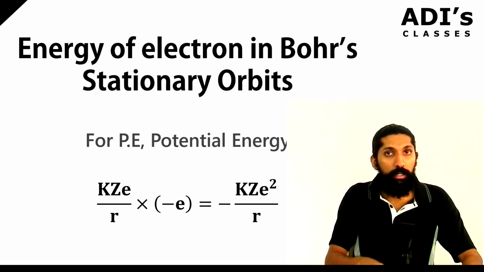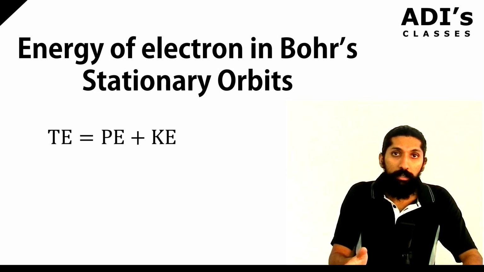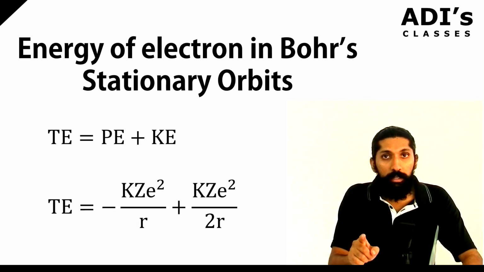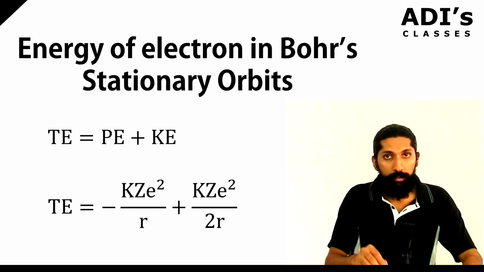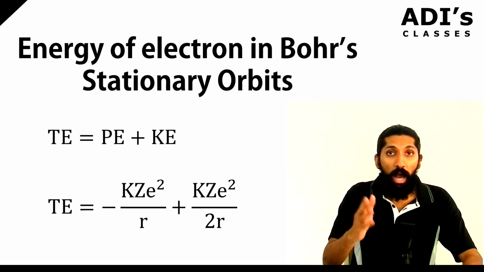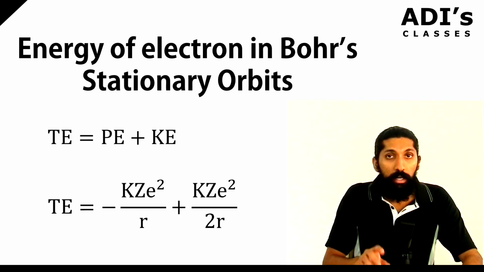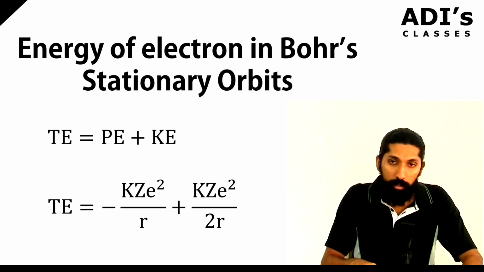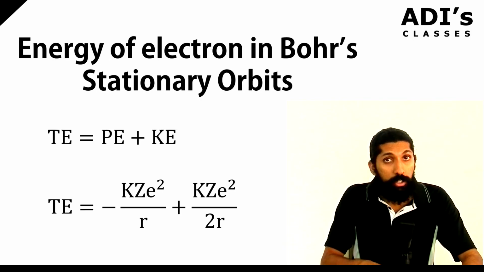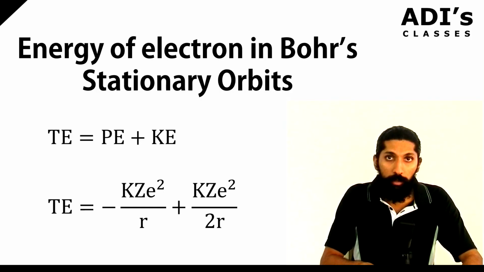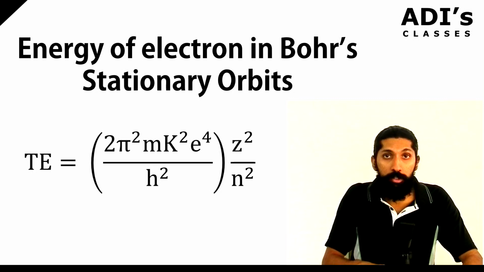The total energy is going to be the sum of potential and kinetic energies. Look at both of them: kinetic energy is basically half of potential energy, but potential has a negative sign. So when you add both of them, you will get the total energy as −kZe²/(2r). This is going to be the total energy. Now we substitute the value of r, and this is the formula for energy.